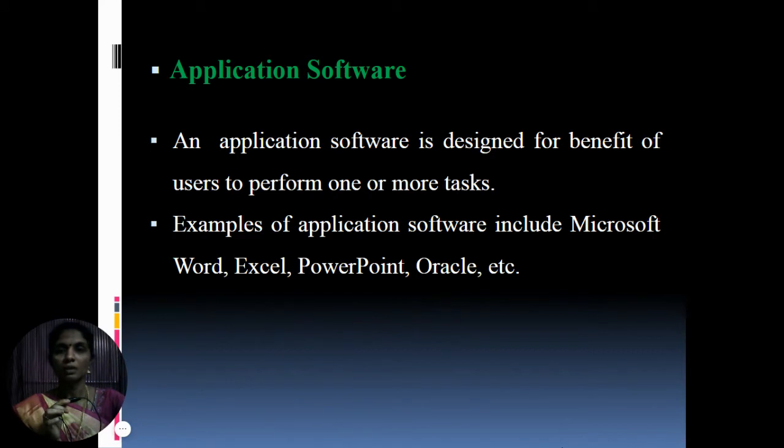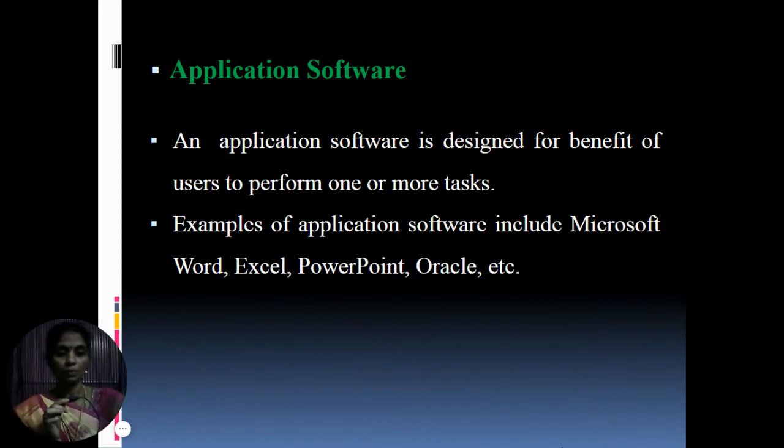Next one is the application software. Application software is designed for the benefit of the user to perform one or more tasks. Examples of application software include Microsoft Word, Excel, PowerPoint, Oracle, like that.